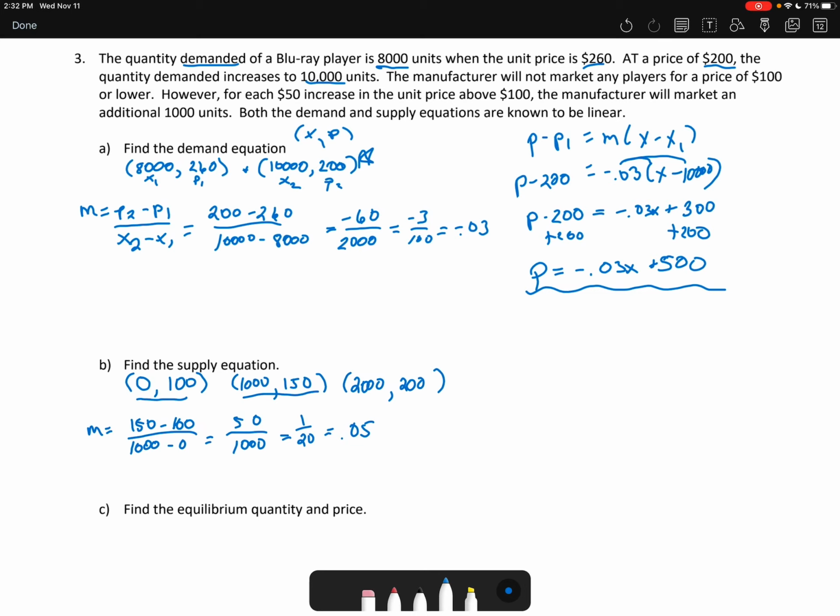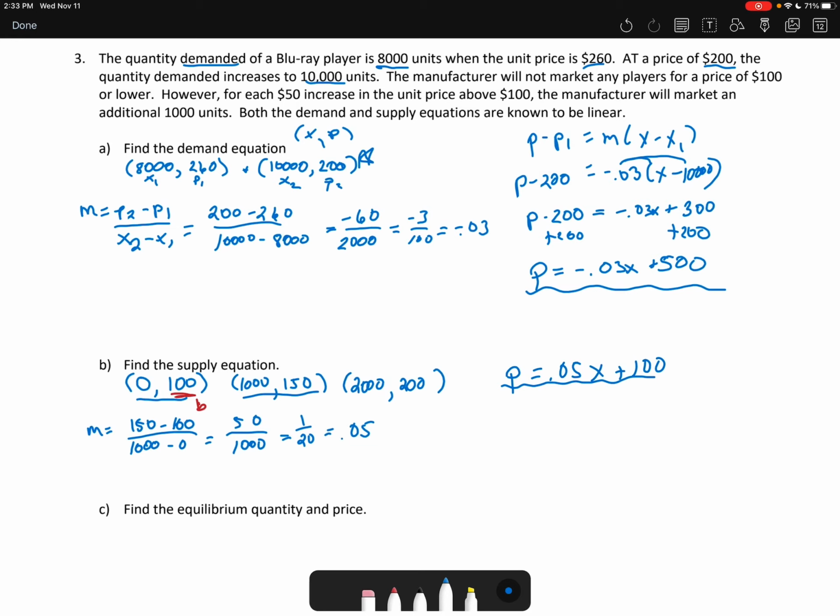And now here's an instance where I don't want to work too hard if I don't have to. Notice that one of the points is the y-intercept. It gives me the b value. So I'm just going to steal that. I'm not going to go through the whole process of finding it. I'm just going to say my supply is p equals, I know my slope, 0.05x plus 100. Okay, so now here's my supply equation.